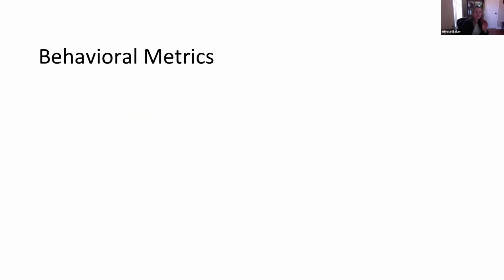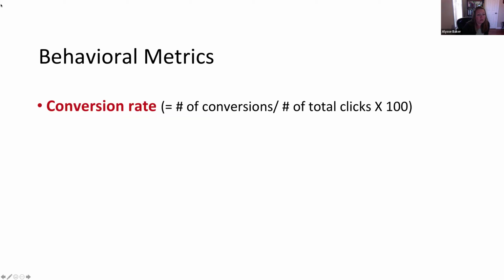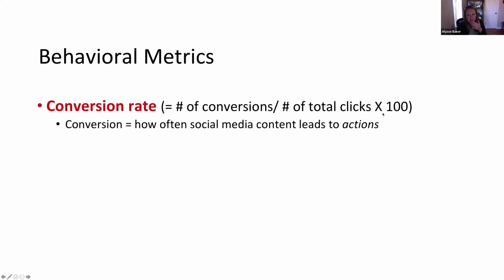All right, behavioral metrics include conversion rate, so the number of conversions by the number of total clicks times 100. Conversion is how often social media content leads to actions. So if I see an ad and I click on it and I buy what they're selling. This is including like a newspaper subscription, a download, sale, whatever it is.